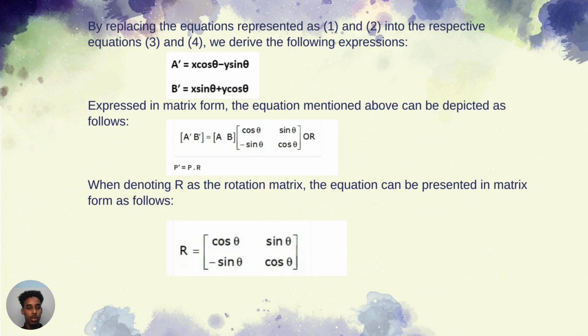Expressed in matrix form, the equations mentioned above can be rewritten as follows: the column vector a', b' equals the matrix cos theta, minus sin theta, sin theta, cos theta, times the column vector a, b. When denoting R as the rotation matrix, the equation can be represented in matrix form as follows: R equals cos theta, minus sin theta, sin theta, cos theta.